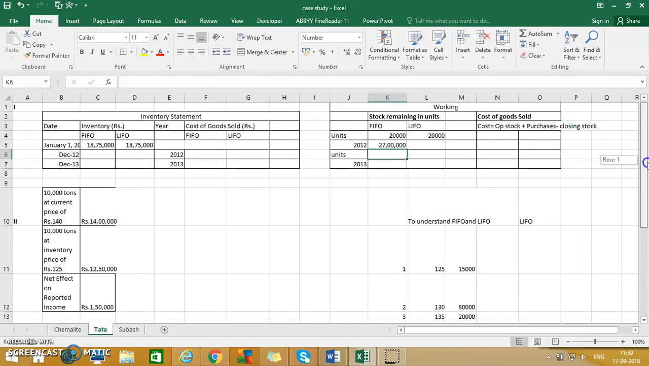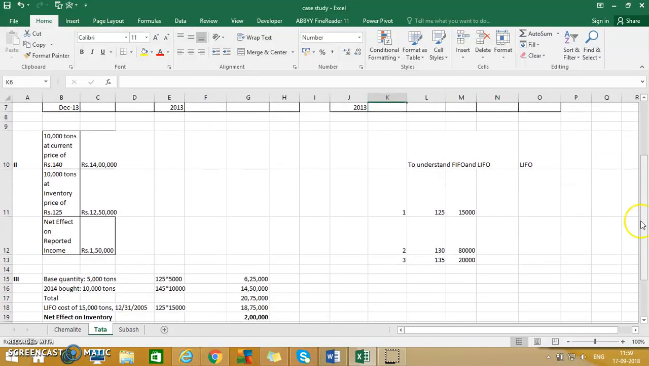Now, let us talk about LIFO. What does LIFO say? LIFO says that whatever prices were there in the current should be used first. That is, the last price that came in should be used first for the cost. So, suppose I am using the material, I would have used the price of 135 in the beginning, and then as I use the next material, I use 130, and then I will be using 125.